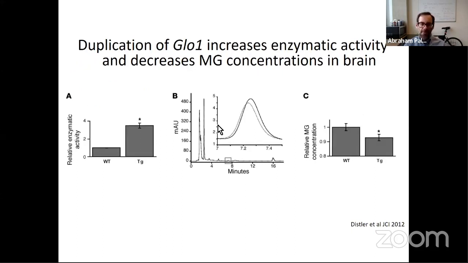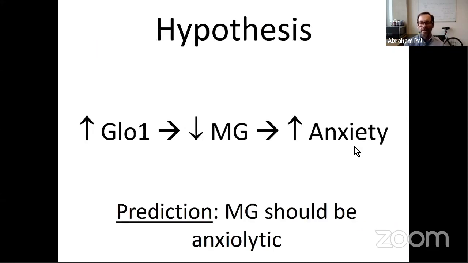Be that as it may, we did a lot of studies initially exploring the idea that maybe methylglyoxal was cytotoxic, because at very large doses, it's cytotoxic. But we got around to looking to see whether or not the transgenic animals had more enzymatic activity and less of the substrate of that enzyme, methylglyoxal, and we found that they did. And eventually we gave up on the idea that it was a cytotoxic thing, and we went back to first principles, and we said, if we know that more GLO1 is associated with more anxiety, and we know that more GLO1 is associated with less methylglyoxal, then there's a prediction that MG would be anxiolytic.